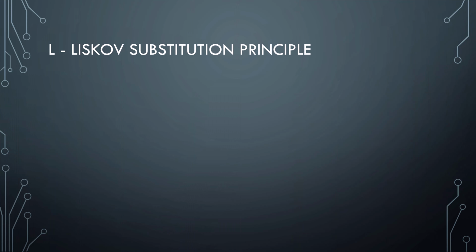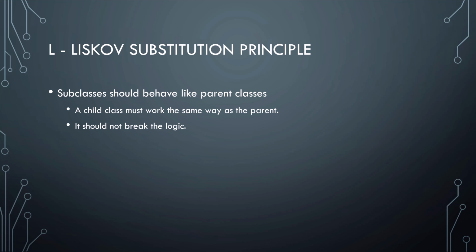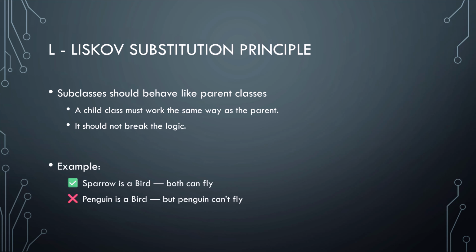Now the letter L. It stands for Liskov Substitution Principle. Sounds fancy, right? But it's simple. If Class A works fine, then Class B, which is a child of A, should also work the same way. For example, if you have a class Bird and then a class Sparrow that extends it, Sparrow should behave like a Bird. But if you create a Penguin class and say penguins can fly, that would break the rule. Because penguins can't fly. So child classes must follow the behavior of their parent.